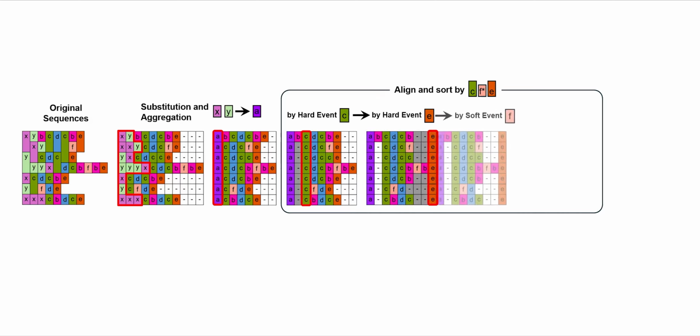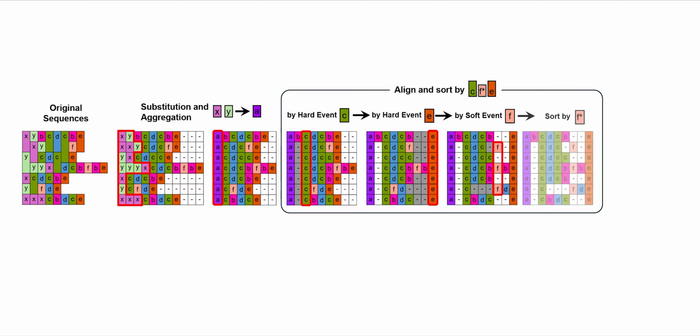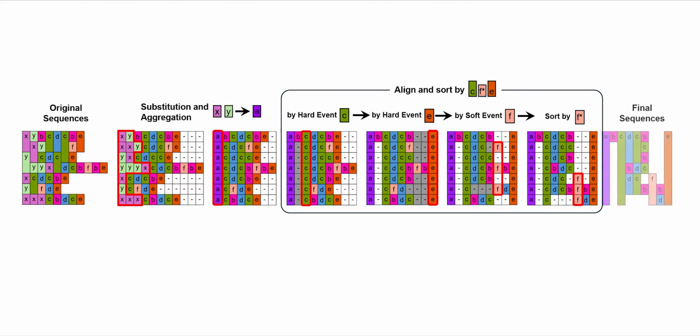After aligning by the hard events, we now align by the soft event F. This alignment happens between hard events, and it also consists of adding gaps. The final step is to sort the sequences by event F. In the transformed sequences, we can see the F event aggregated, which can then be visualized in an event box. In this example, all the other aggregated events, C, D, E, and even the newly created event A could also be analyzed with EventBox.